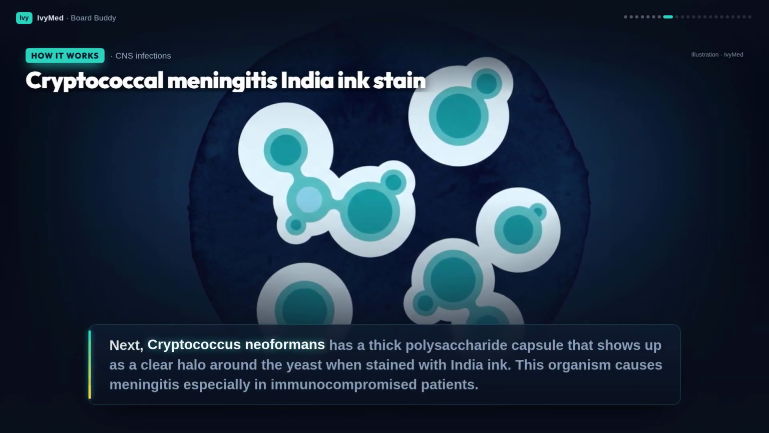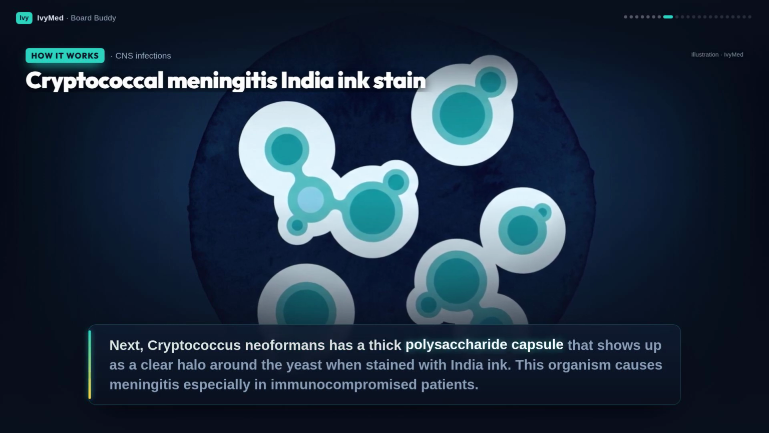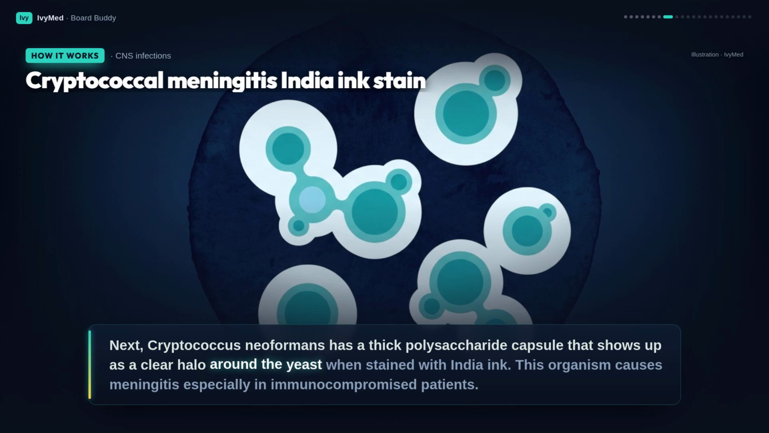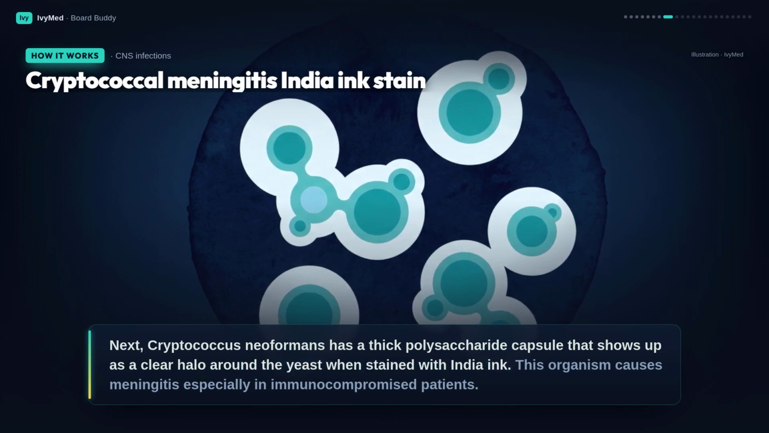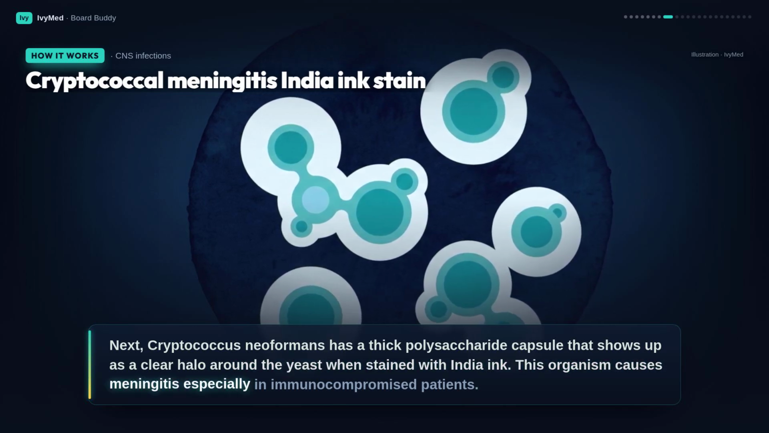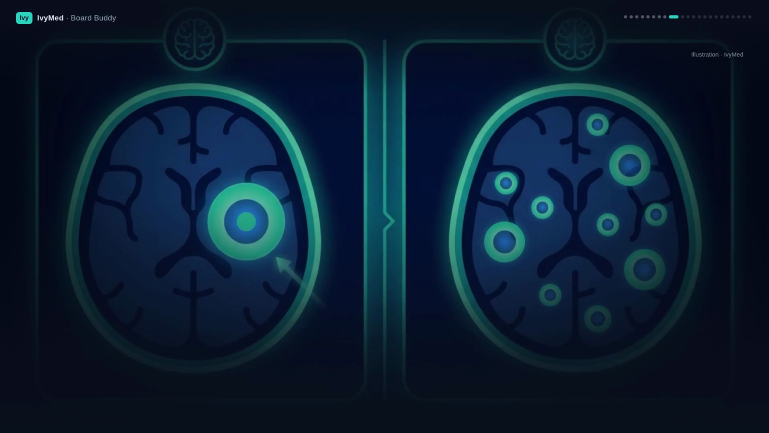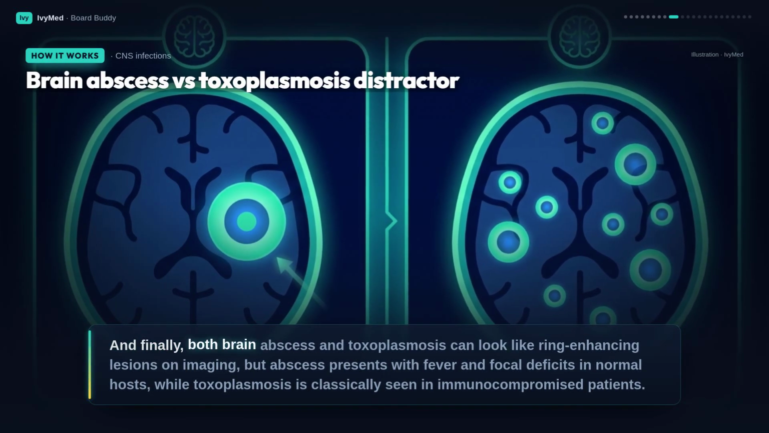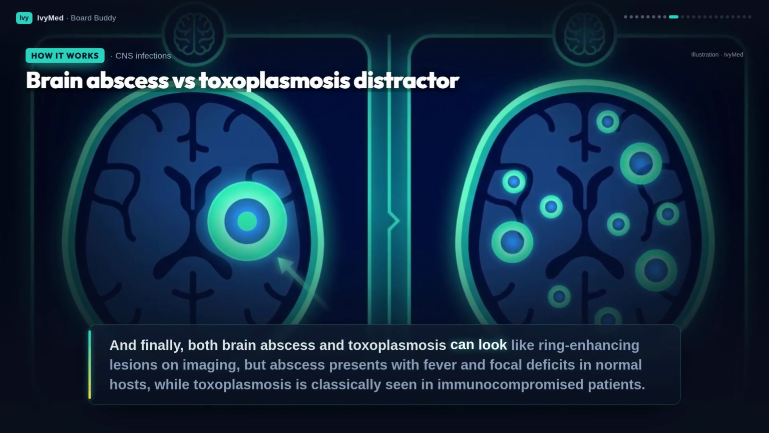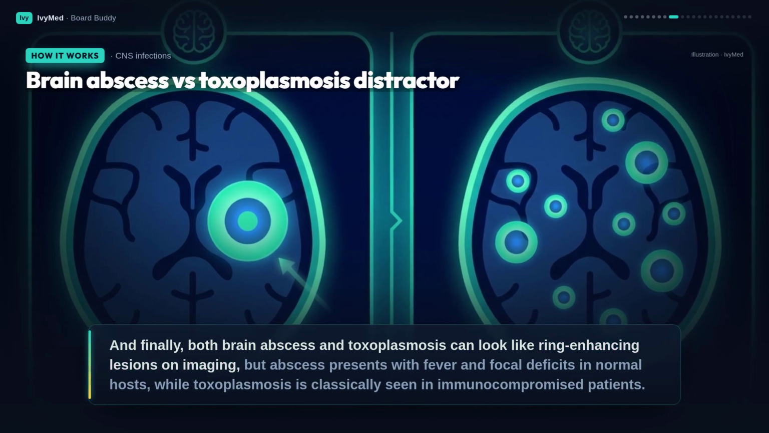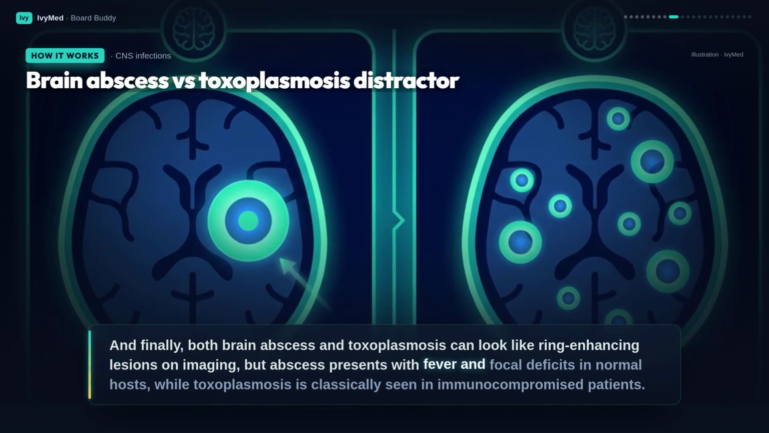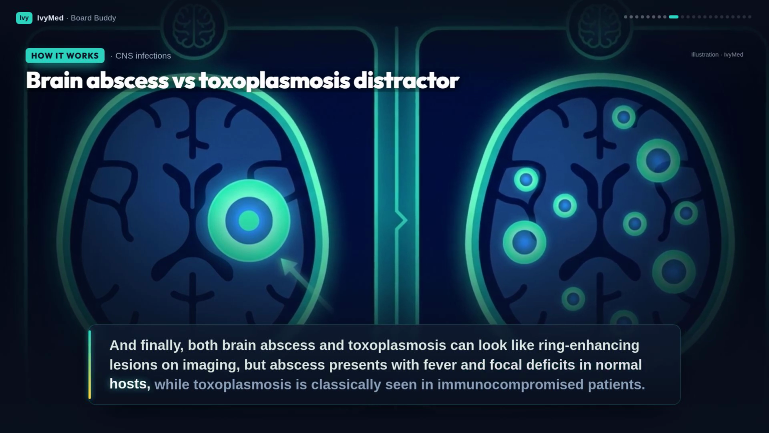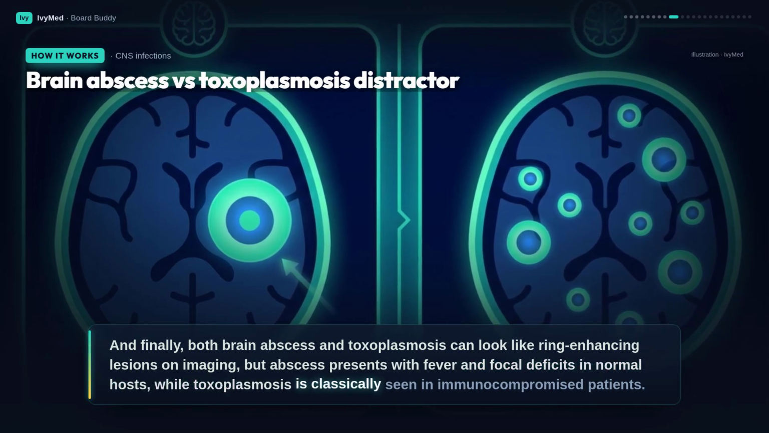Next, Cryptococcus neoformans has a thick polysaccharide capsule that shows up as a clear halo around the yeast when stained with India ink. This organism causes meningitis, especially in immunocompromised patients. And finally, both brain abscess and toxoplasmosis can look like ring-enhancing lesions on imaging, but abscess presents with fever and focal deficits in normal hosts, while toxoplasmosis is classically seen in immunocompromised patients.